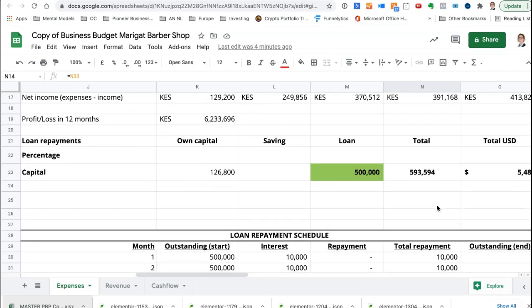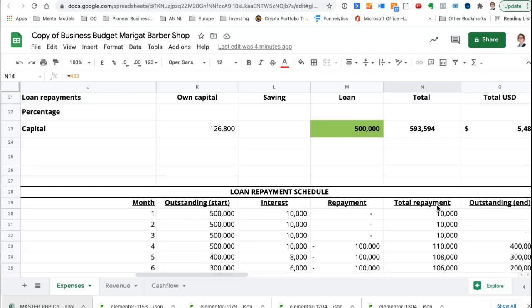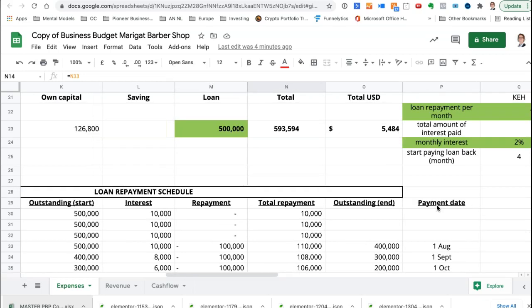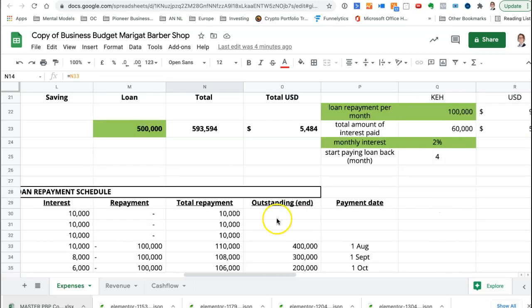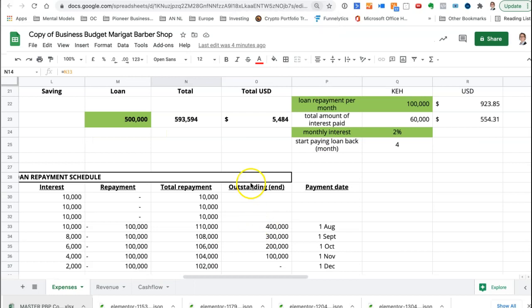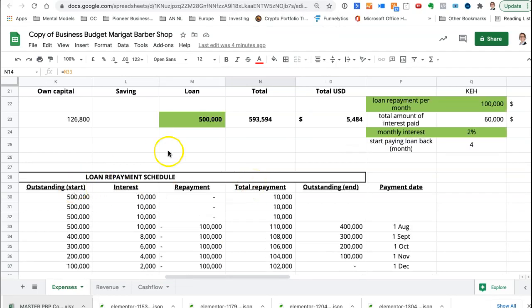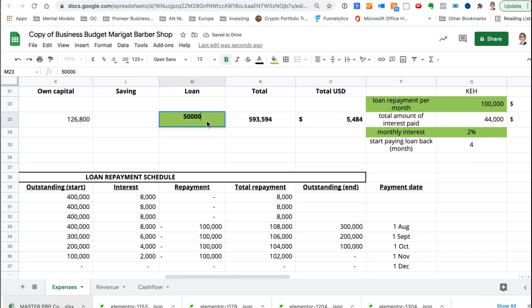So let's go to the loan repayment schedule. This is an example of a loan repayment schedule. Let's make the screen a little smaller. We start with a loan of 500,000 shillings, with a monthly interest of 2%. We can change it to 3%, we can do 4%, we can do anything. Let's keep it at 2. Everything changes automatically in this sheet. So let's say we want a loan of 400,000. It automatically changes in the sheet. All the green numbers you can change.